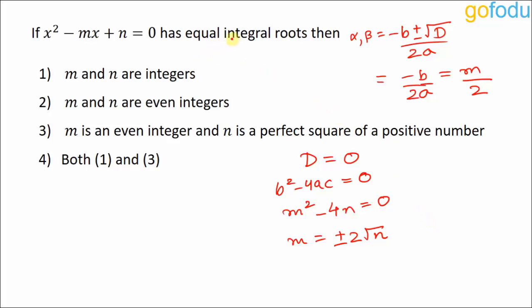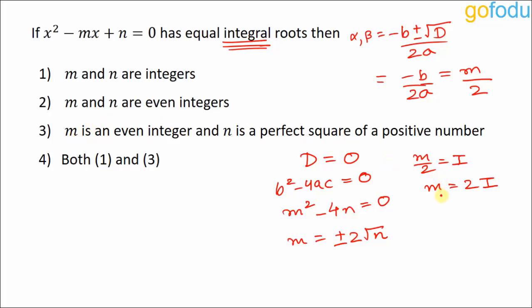Okay. Now both the roots are equal and integer as well. So alpha and beta are integer. That means m by 2 is an integer. That means m is 2 times an integer. That means m is also an integer only. So one thing that we are sure of is that m is an integer. And in all the options, first, second and third, m is an integer.